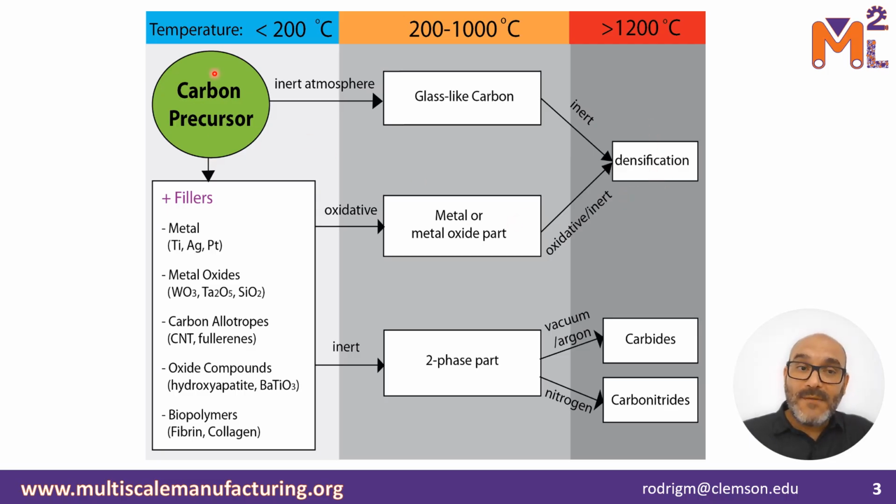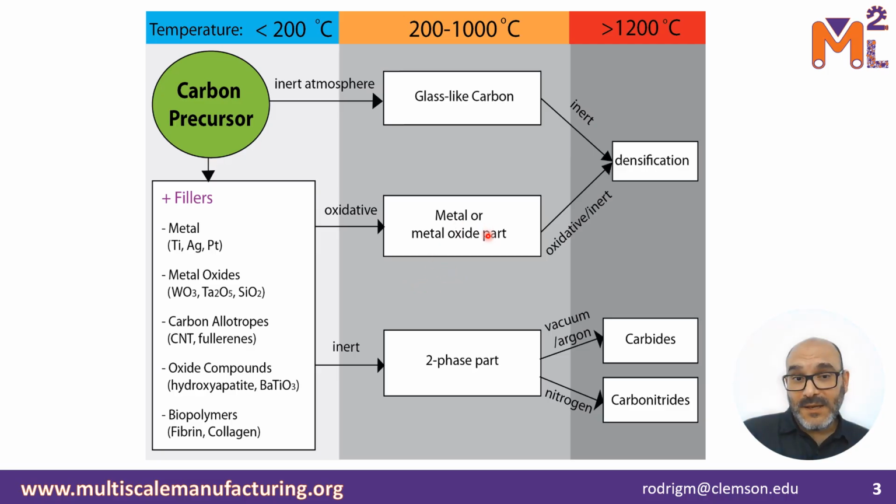Now, you can also have the same carbon precursor, and then you can start adding fillers, like any of the many that are listed here. So you can start adding metals like titanium, silver, platinum, also metal oxides, other carbon allotropes, certain oxide compounds, or also biopolymers, right? So you will have these carbon precursors, you can add the filler, and again, depending on the atmosphere that you have during your heat treatment and the temperature that you pursue, then is the different kinds of materials that you could get.